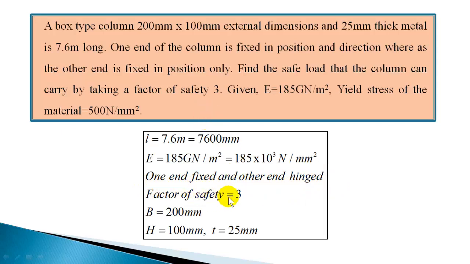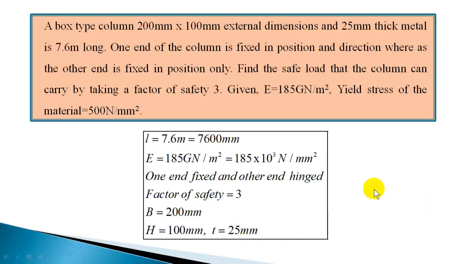Factor of safety is 3 and the column cross section is a box type column with breadth 200 mm and height 100 mm and the thickness of the metal 25 mm. So the column is box type with 200 mm by 100 mm overall size with thickness 25 mm. These are the external dimensions of the column and thickness is 25 mm.